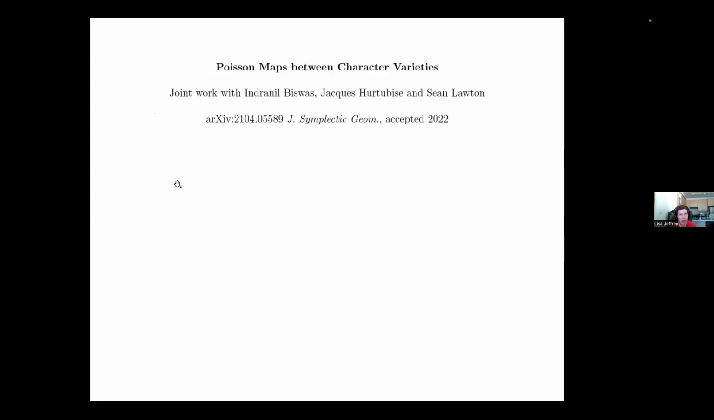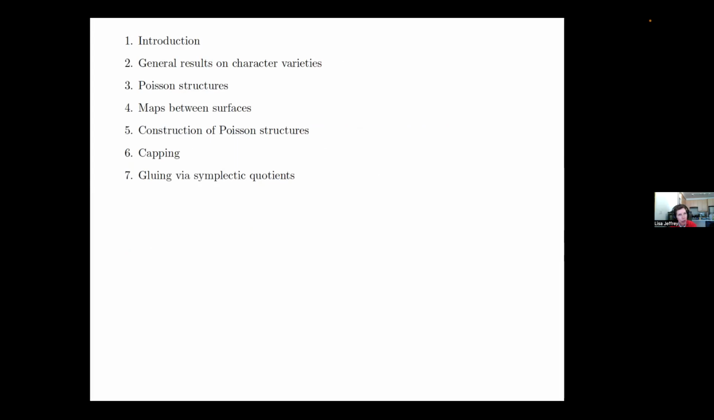Yeah, so this is joint work with Indranil Biswas, Jacques Rutevis, and Sean Lawton, and our paper will be published in Journal of Symplectic Geometry. Okay, so this was the rough plan. Talk about Poisson structures, maps between surfaces, and construction of Poisson structures, and finally capping and gluing operations.